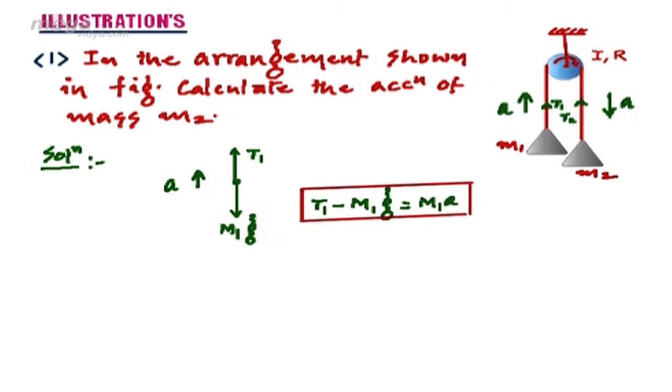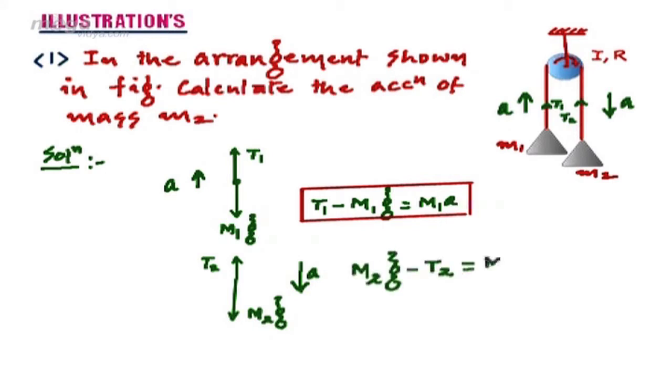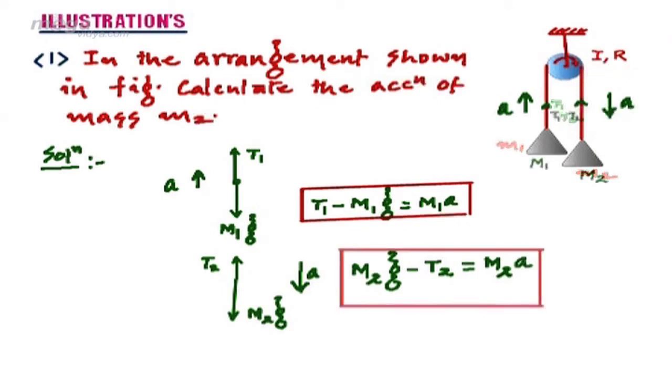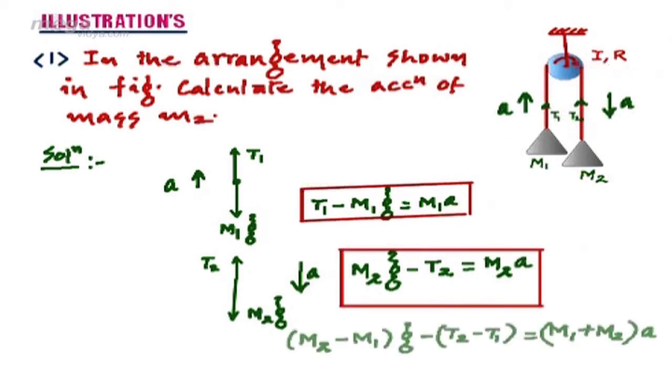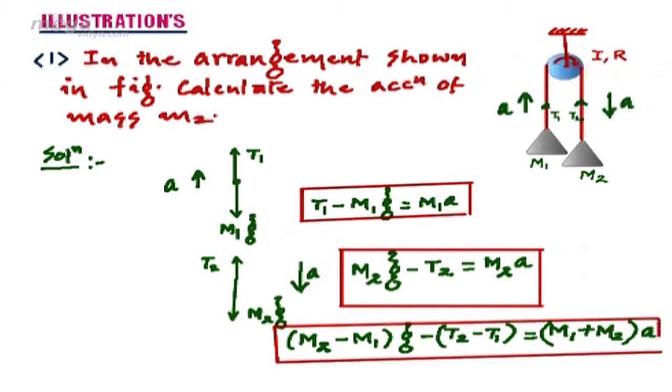Similarly, the FBD of m2 will give the result m2g is acting downward, tension T2 is acting upward, and the acceleration is also downward. Thus the equation will be of the form m2g minus T2 will be equal to m2a. Combining both the equations, we will get the equation of the form (m2 minus m1) g minus (T2 minus T1) will be equal to (m1 plus m2) into a. Let us consider it as equation first.